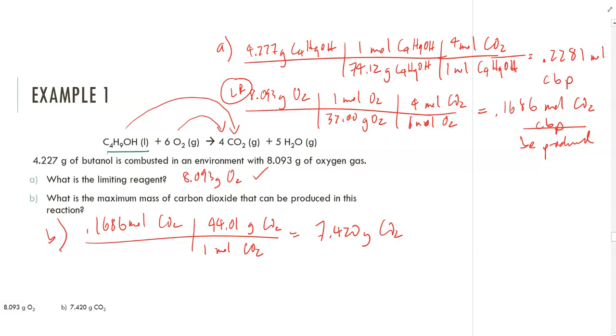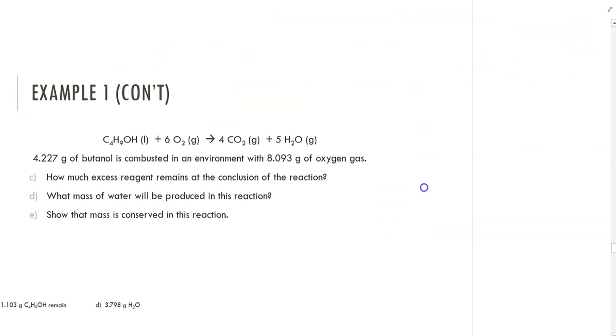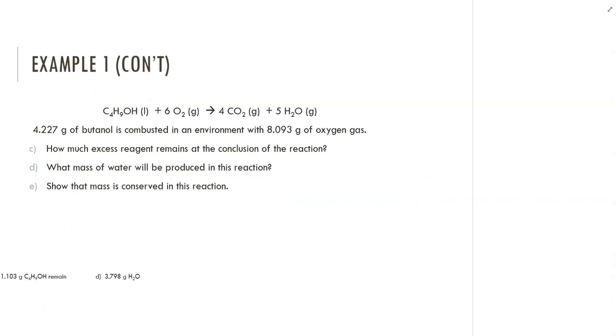All right, now this problem continues on the next page, so we'll remember some of those numbers and go back to it if we need to. We're looking at this bit: see how much excess reagent remains at the conclusion of the reaction. So going back here, we know that my limiting reagent that we just solved for in the previous step was the oxygen, the 8.093 grams of oxygen. That's our limiting reagent. And then our other substance, our excess reagent, is this butanol. So the question is how much excess butanol remains?